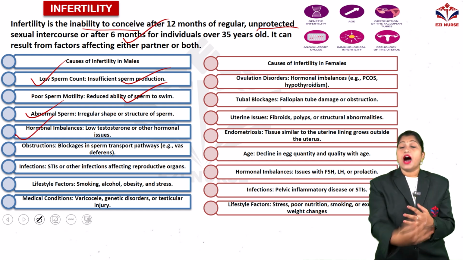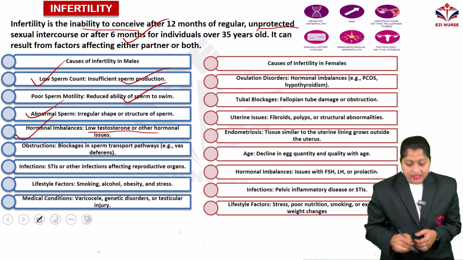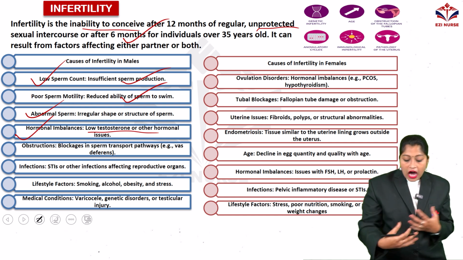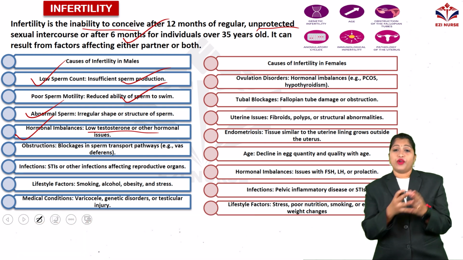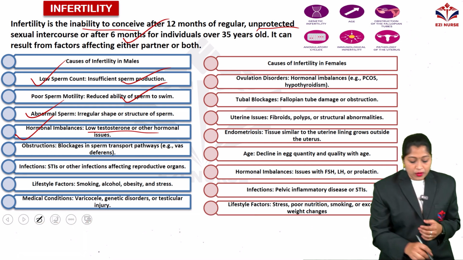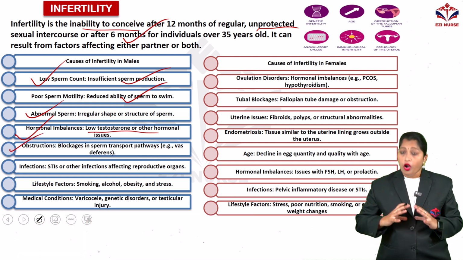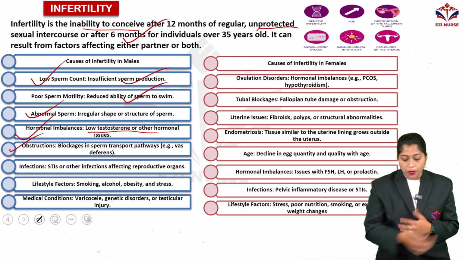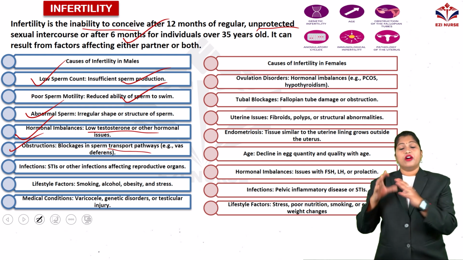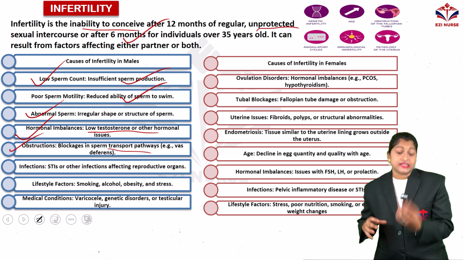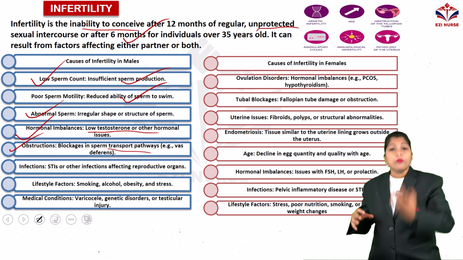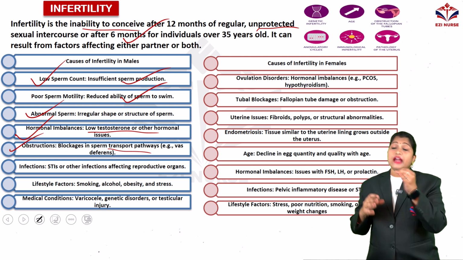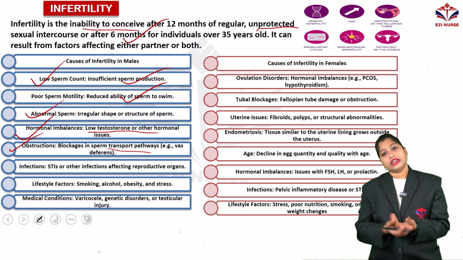So next is hormonal imbalances. Low testosterone or other hormonal issues can also be one of the main causes for infertility in males. The next one is obstruction. When there is blockage in the sperm transport pathway, for example the vas deferens. If there is any blockage in the vas deferens in males where there is no movement of the sperm, at that point infertility can be caused.